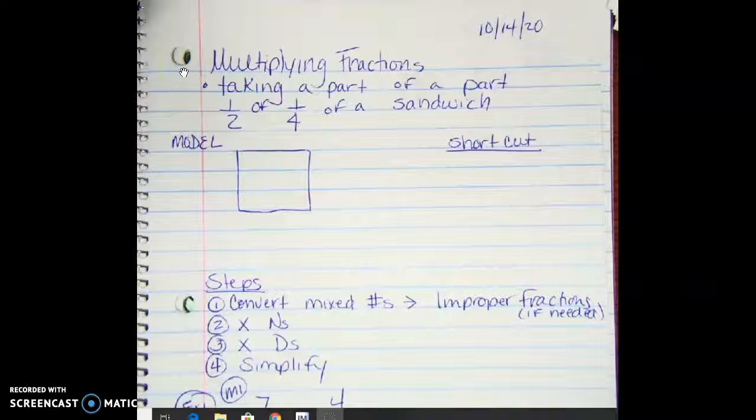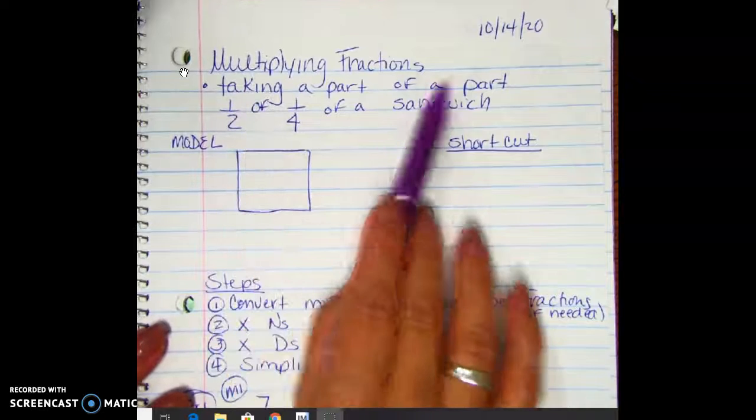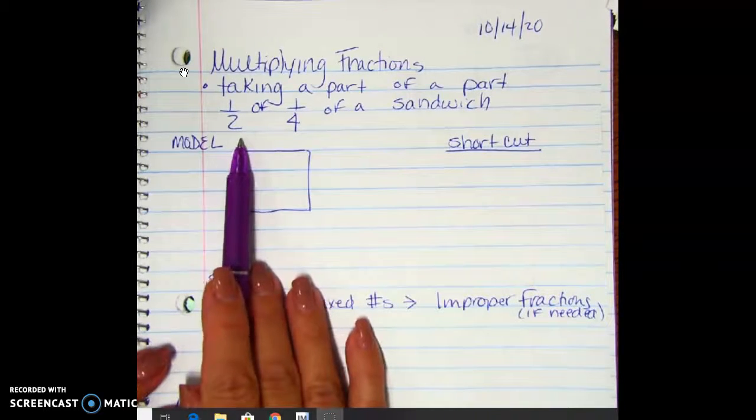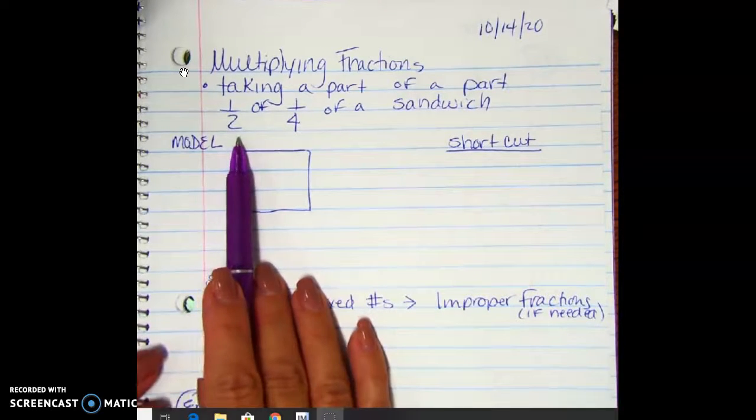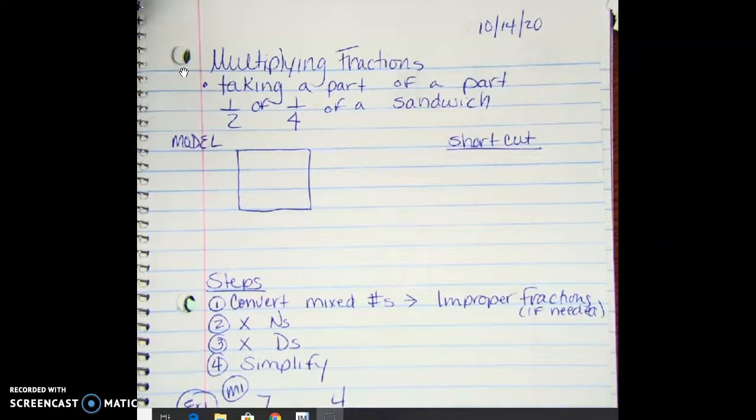So today we worked on multiplying fractions. Basically, we have two pieces of a whole, and we're taking a part of that piece. So that's why I wrote down taking a part of a part. This is the scenario I've written down: 1/2 of 1/4 of a sandwich. So let's show what that would look like.